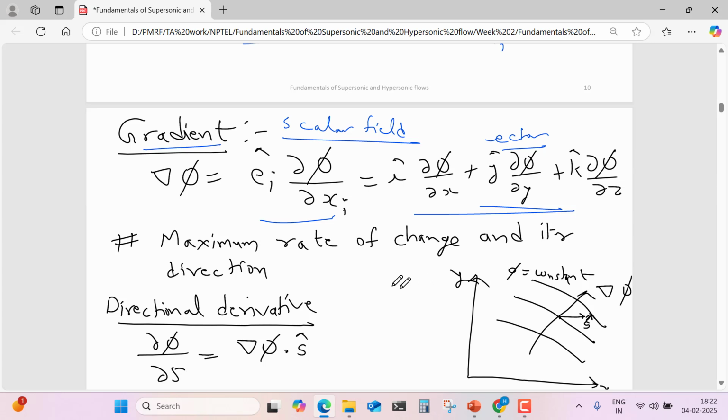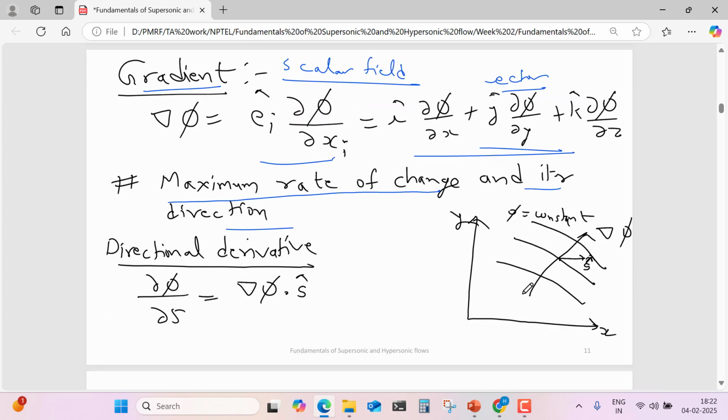So what does gradient signify? It finds the maximum rate of change and its direction. Let's say there is one field phi and this line is phi equal to constant, then del phi will give the maximum rate of change and its direction, in which direction the change in phi will be the maximum. We can find its directional derivative in one specific direction also. Let's say there is this s cap. So ∂phi/∂s will be given by del phi dot s cap.